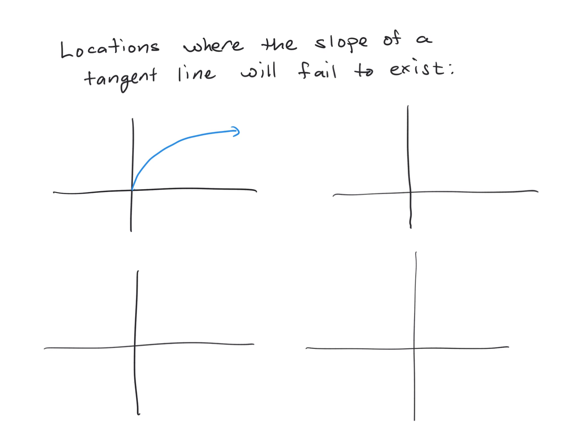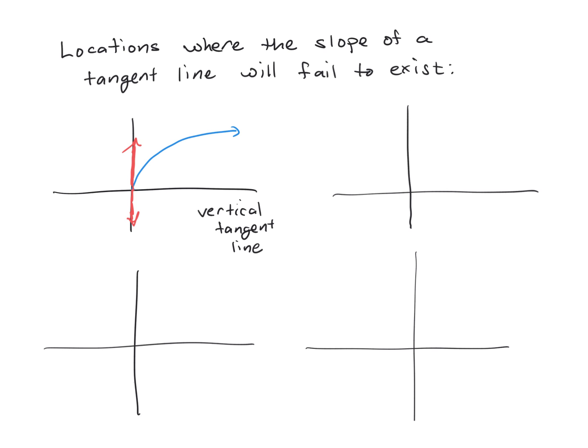notice that it is impossible to have a slope of a tangent line here because the slope of any vertical line is undefined. So the first case we look at is a vertical tangent line. And again, there is no slope in that case.